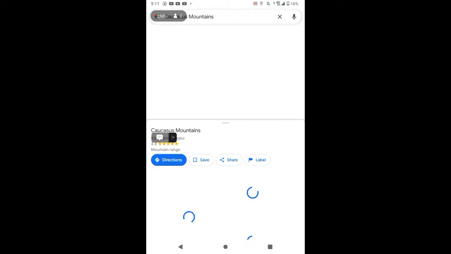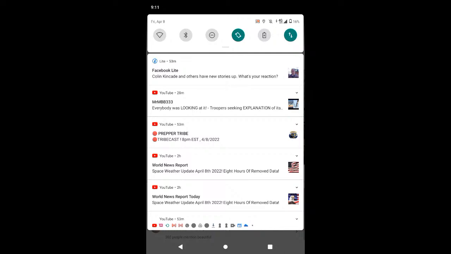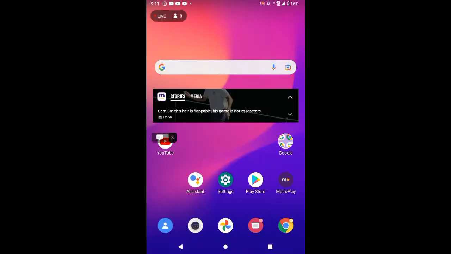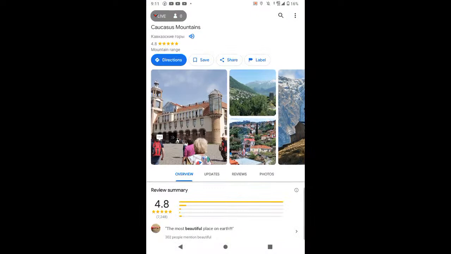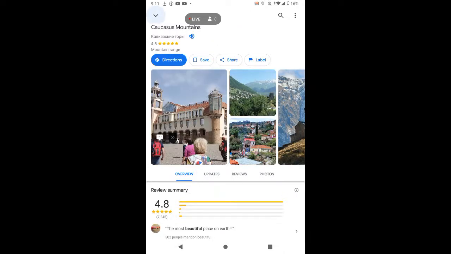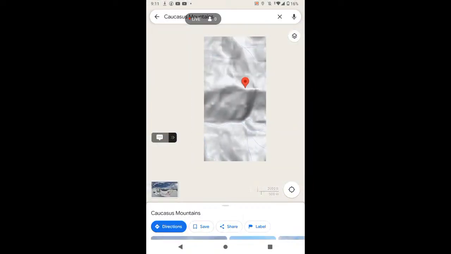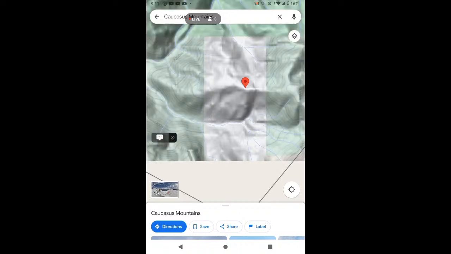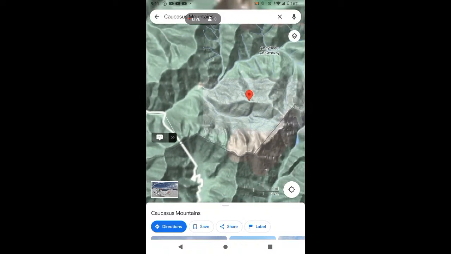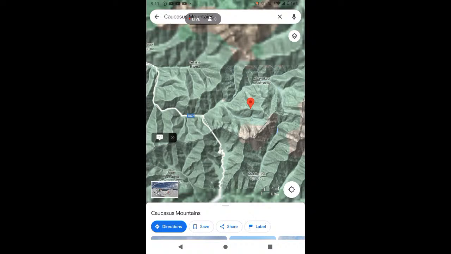Come on, y'all. Alright, so the Caucasus Mountains, right? We need to see this on the map. Because I just saw how I wanted to see it because I saw Georgia and the Black Sea. We gonna see what the Black Sea is too.